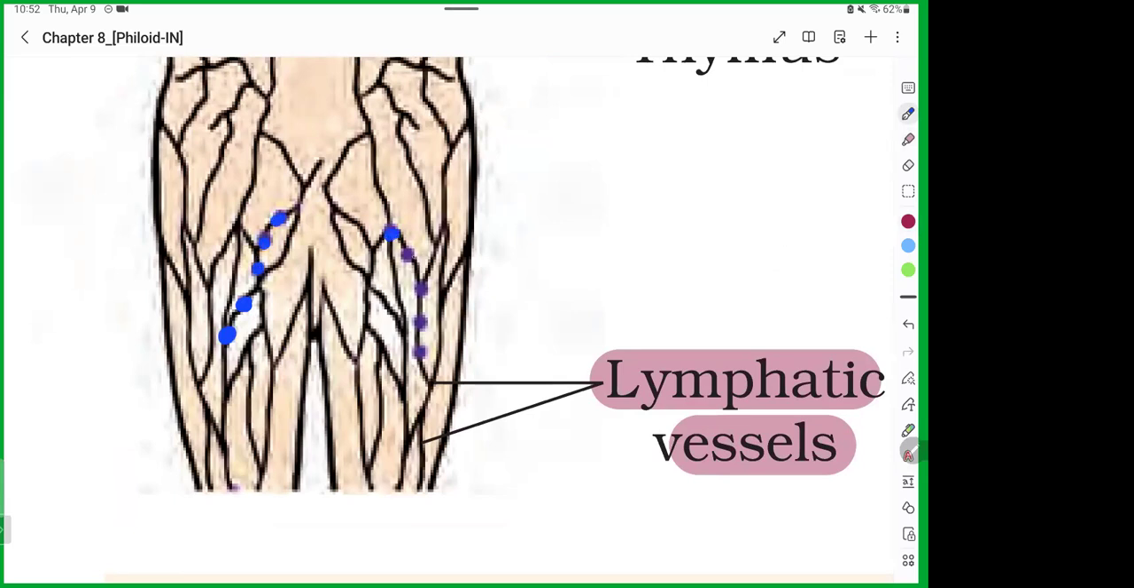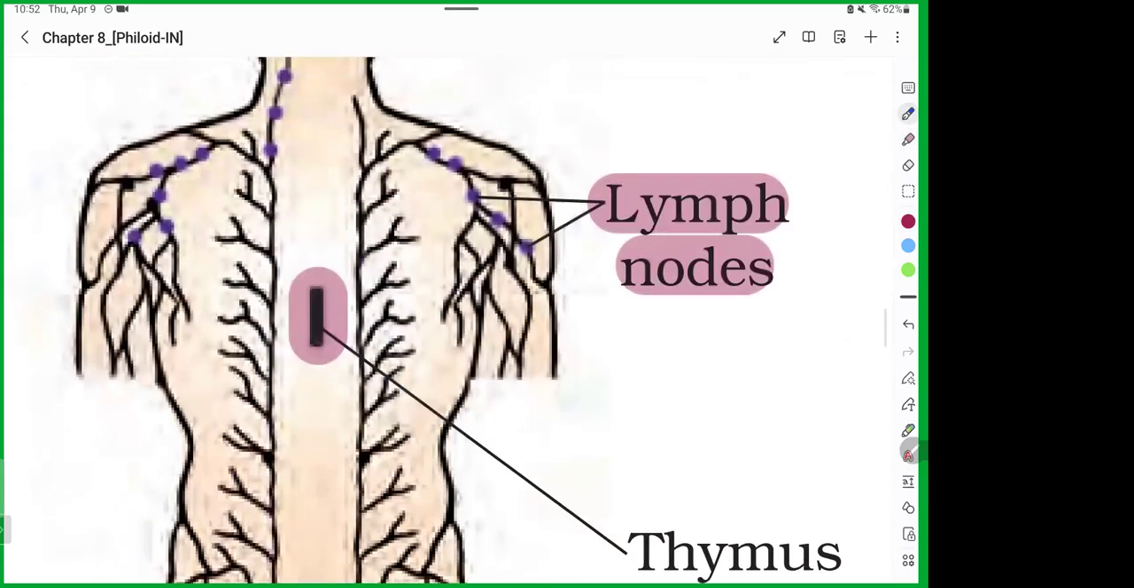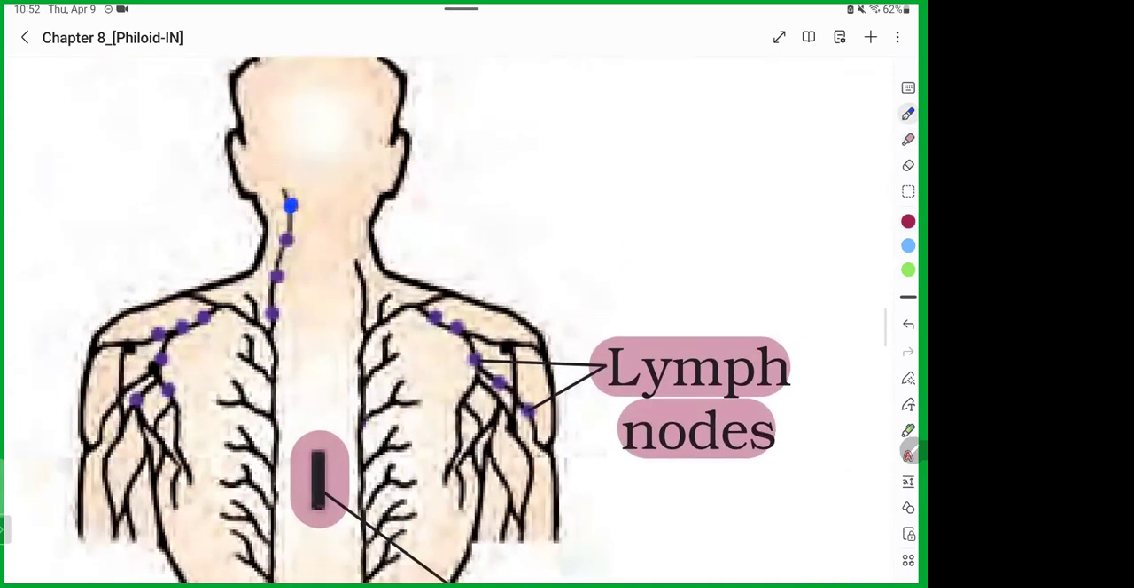There are more in the thigh region and arm region. These are the lymph nodes. See, in the neck region we have lymph nodes. That's why we observe them here. Correct. These are the lymph nodes.